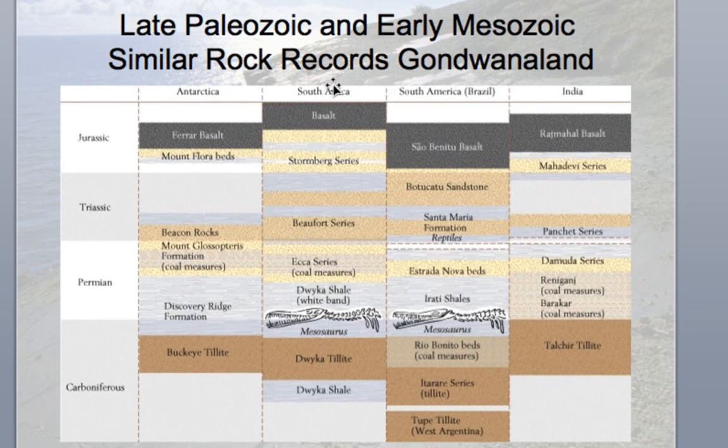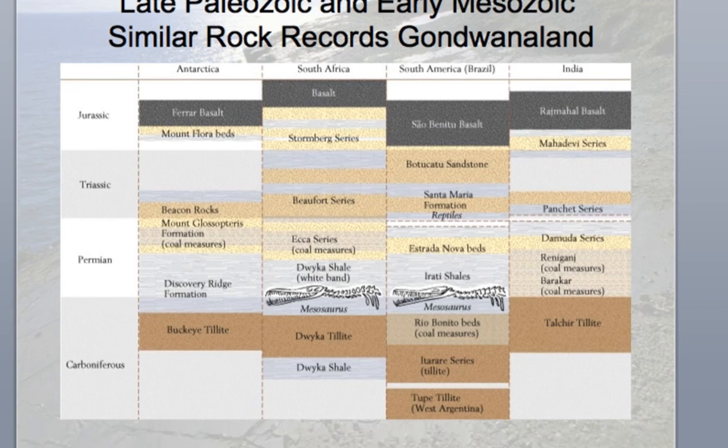Especially if you look between South Africa and South America, Brazil here, at the bottom we have this tillite. Till is a rock deposited, left behind by a glacier. So these are those glaciations. Note the Carboniferous here is about 320 million years ago. Then we see the same Mesosaur fossils, the same shales here across continents. We have sandstones, and then they're all capped by the same basalt. So this is again showing the similar rock records.